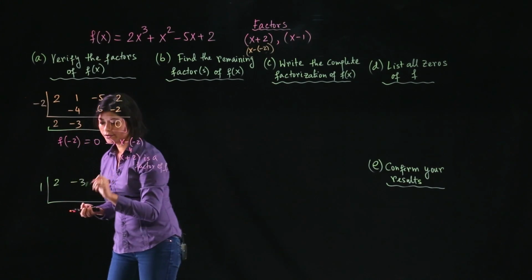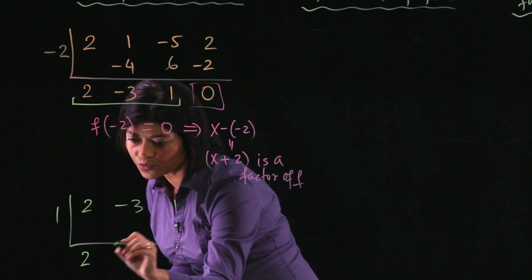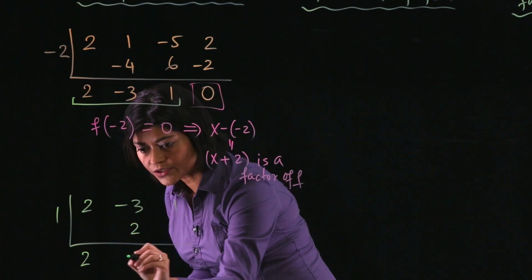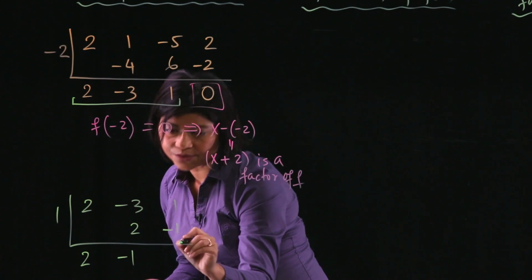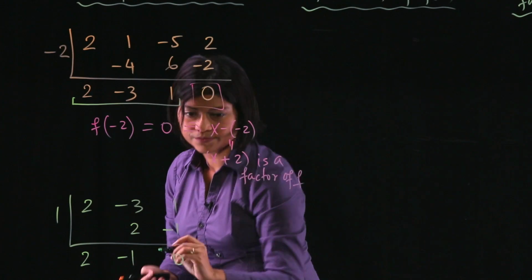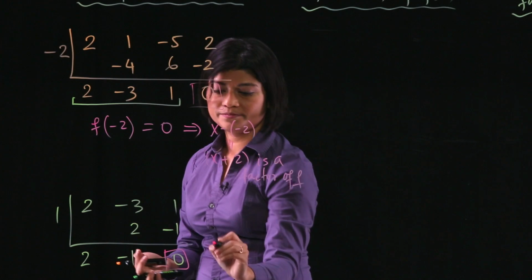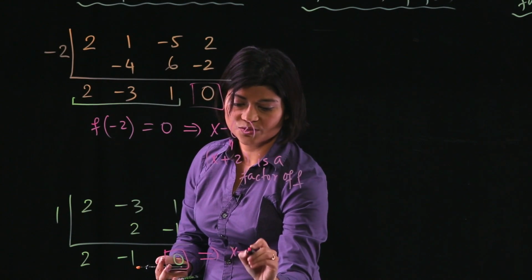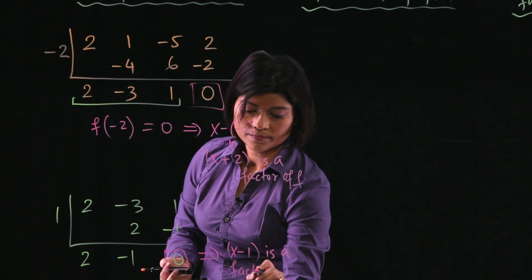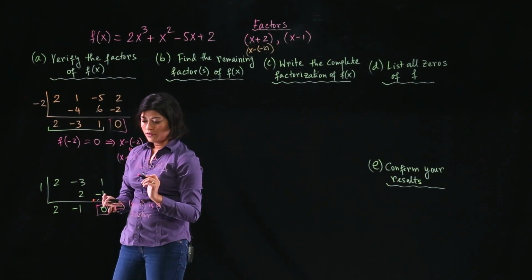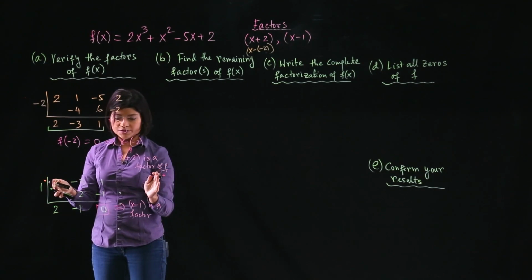So write down 1 here and use synthetic division again. You bring down 2. 2 times 1 is 2. 2 minus 3 is negative 1. Negative 1 times 1 is negative 1. Negative 1 plus 1 is 0. Since we get remainder 0, that means x minus 1 is also a factor. All right, so for part A, we verified the two factors.